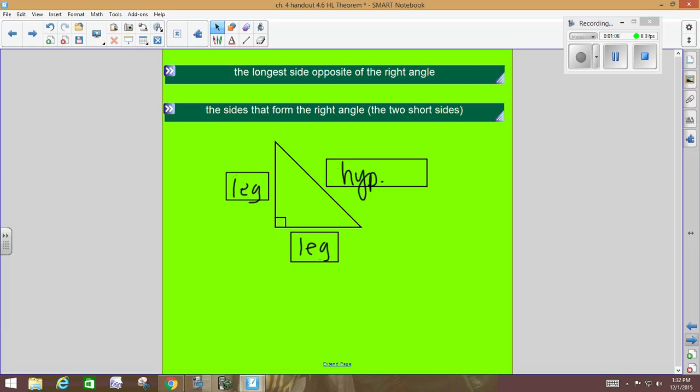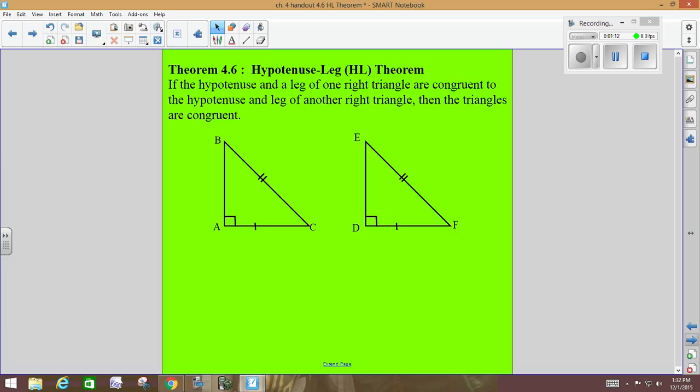The HL theorem is abbreviated for the hypotenuse leg theorem, which states, if the hypotenuse and leg of one right triangle are congruent to the hypotenuse and corresponding leg of another right triangle, then the two triangles are congruent. HL, you need to have congruent hypotenuse, and you have to have a congruent leg. This only works in right triangles because the hypotenuse is only found in right triangles.